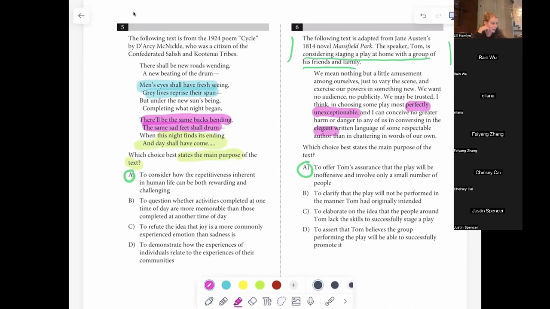And it's the elegant written language of a respectable author. And also that it will be only a small number of people, a little amusement among ourselves, a group of family and friends, and that they want no audience and no publicity. I think one of you maybe said that it was D, but it's not about them successfully promoting it. They're actually saying that there'll be no publicity. All right, everyone feeling up for another one, just before the end of the time?